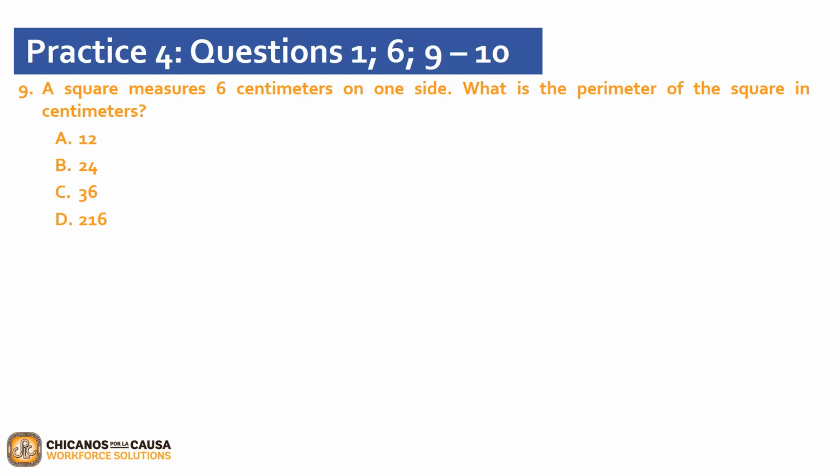Now let's look at question 10. A square measures 6 centimeters on one side. What is the perimeter of the square in centimeters? The formula to find the perimeter of a square is 4 times its side. In this case, the side is 6 centimeters. So when we calculate it, we find that the perimeter is 24 centimeters. So your answer is B.